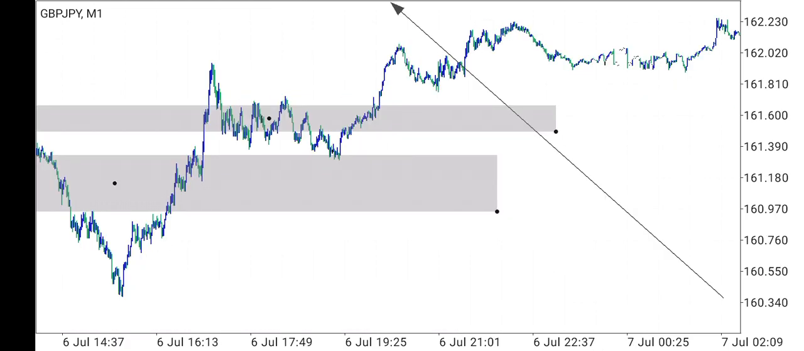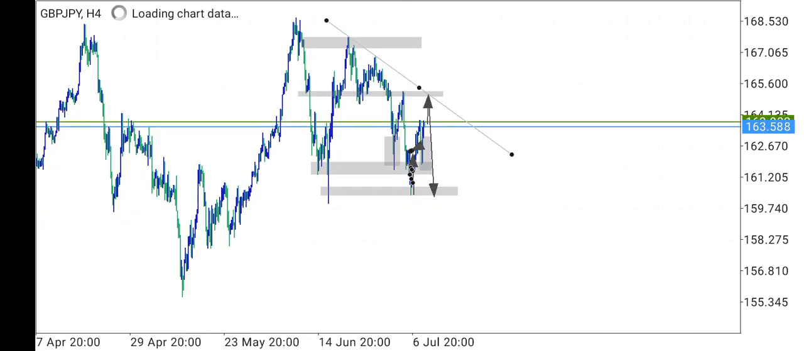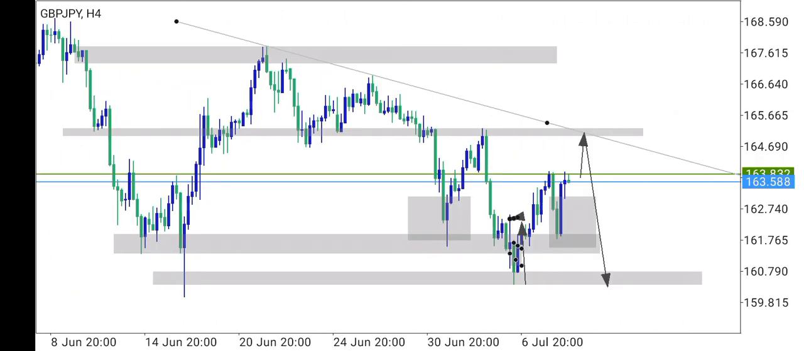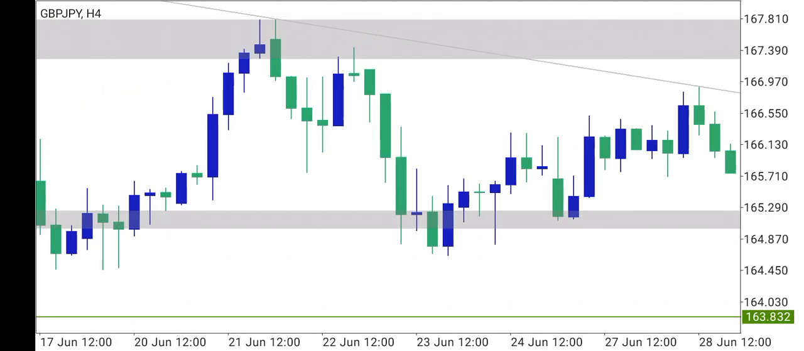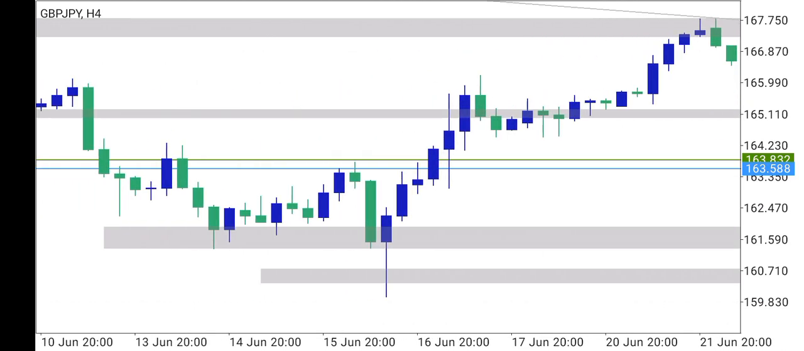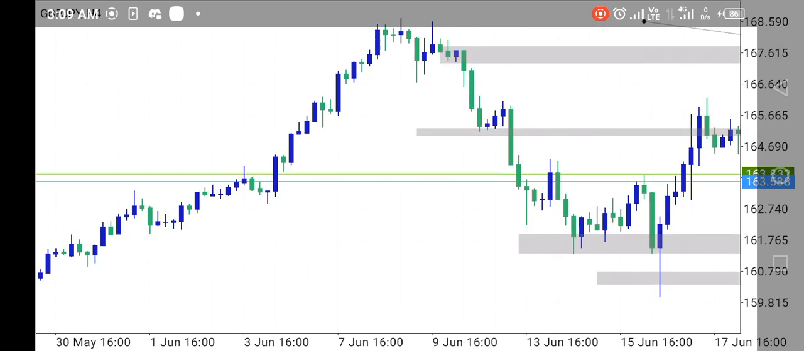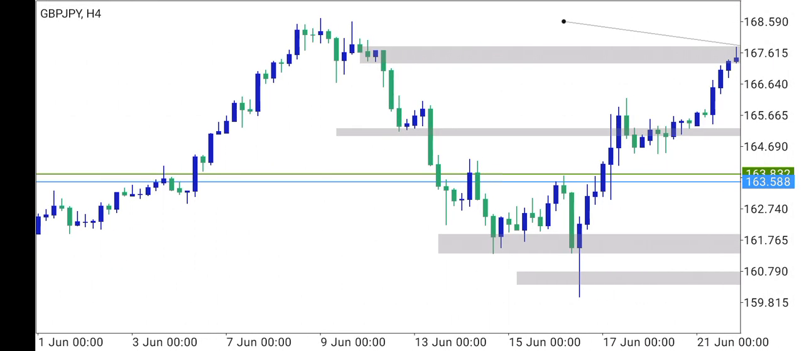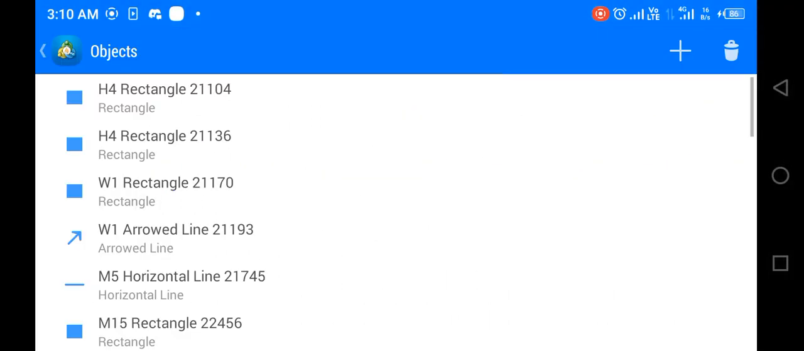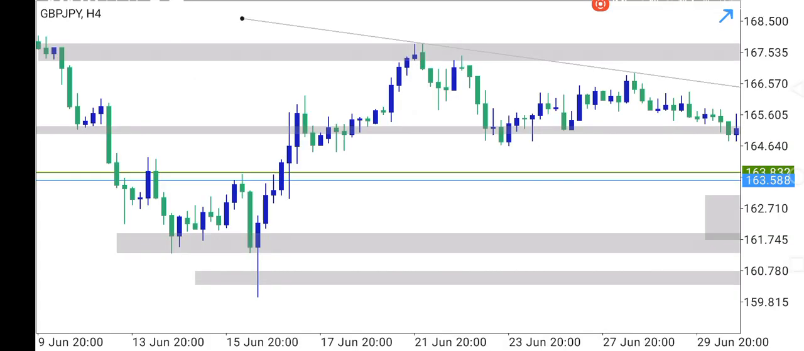Then again, let me look for another example. Now I'm looking for a downtrend movement. What I will look out for again is a shooting star. As you can see, this is a very good example of a shooting star.